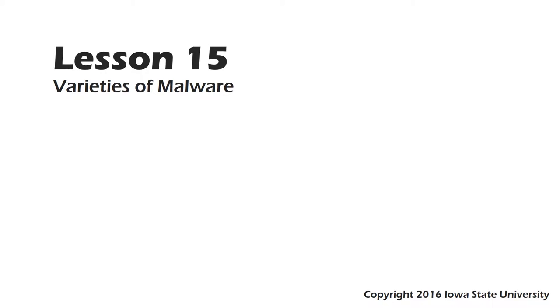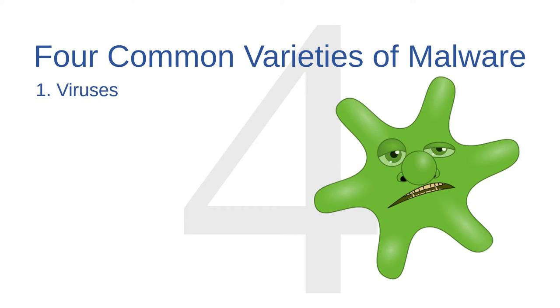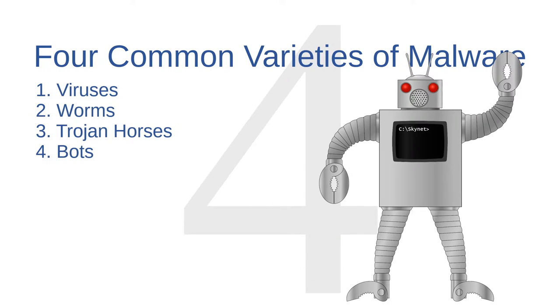In this video, we are going to discuss different kinds of malicious software. By malicious, we mean that this software is intended to harm computer users, to irritate them, or to steal information from them. In cybersecurity lingo, we combine the words malicious and software together into a single word, malware. In this lecture, I'm going to define several common varieties of malware: viruses, worms, Trojan horses, and bots.